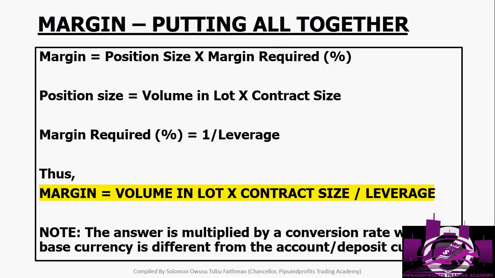And then we did more examples. After that, we put our formula together to arrive at one concrete formula we can apply everywhere. We said that margin is equal to position size times margin required, and position size is equal to volume in lot times contract size, and the margin required is equal to 1 over leverage. If we do substitutions, our margin formula is now reduced down to volume in lot times contract size over leverage.